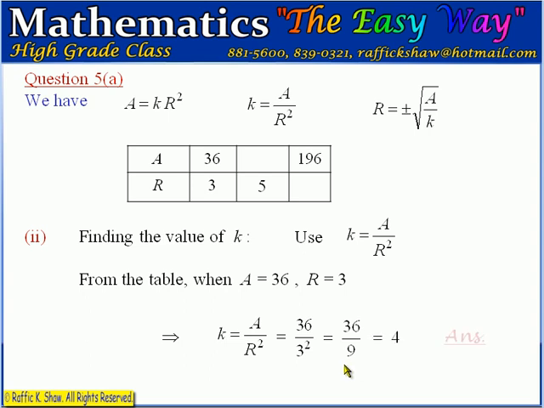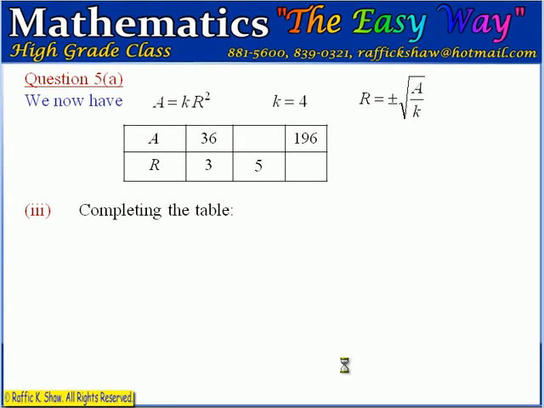So our variation constant, or our constant of proportionality, is equal to 4. Constant K is equal to 4. And that value remains constant, as it says, through the remainder of this question. Right? K is a constant equal to 4. Let's move down now to part 3.